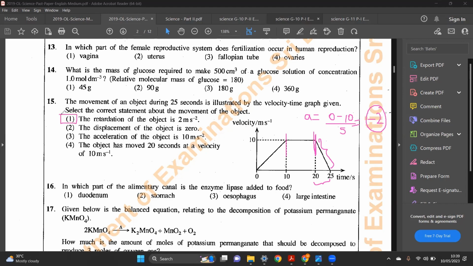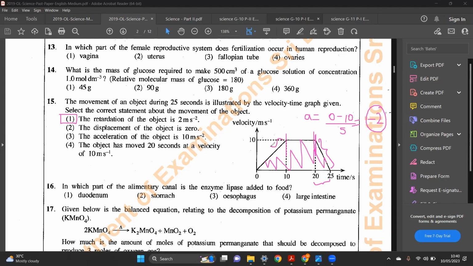We don't need to go into the others even, but let's just go into it and see what exactly is wrong there. So the second one, the displacement of the object is 0. Remember, in a velocity time graph, the area under the graph will give you the displacement. So if you calculate for these 2 triangular parts and then this and add them up, you would get somewhere around 175 meters, which is definitely not 0. So that's wrong.